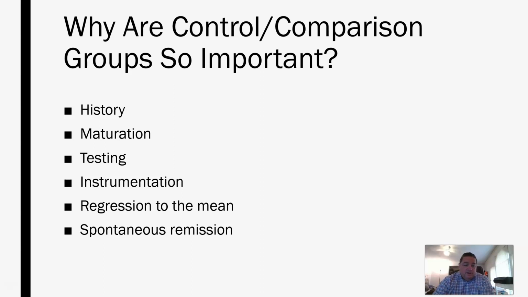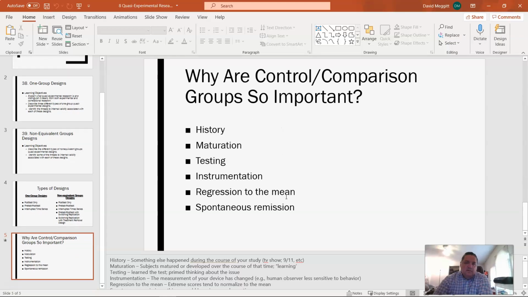The instrumentation you use. People may do really well on the first test and then do very poorly on the second test through regression to the mean. And then, of course, just people get better over time, spontaneous remission. So these are the different aspects of the groups. We kind of went over it earlier, but those are some of the things that are important in quality.